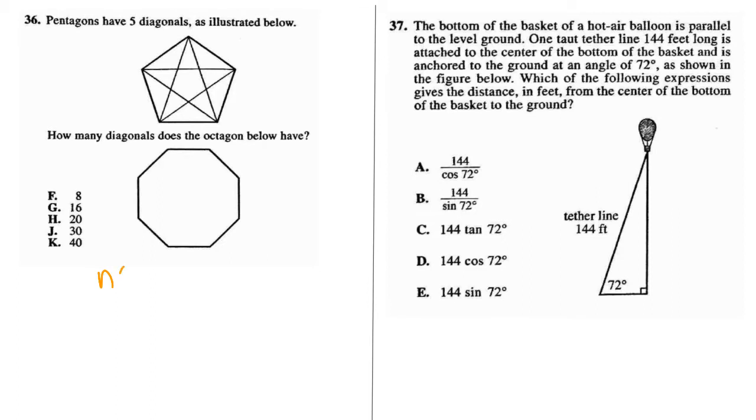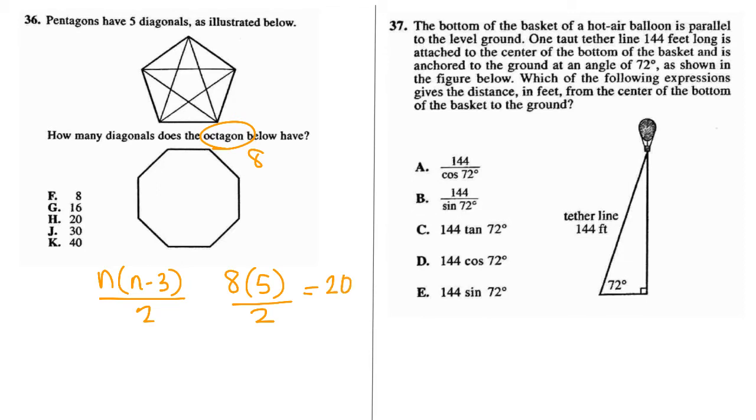Your formula is the number of sides times the number of sides less 3, all divided by 2. And so an octagon has 8 sides, so that's going to be 8 times, well, 8 less 3 is 5, divided by 2, so we see that we get 20 for our number of diagonals.